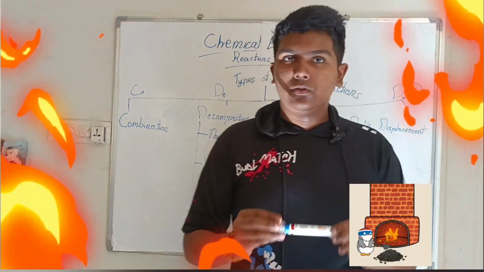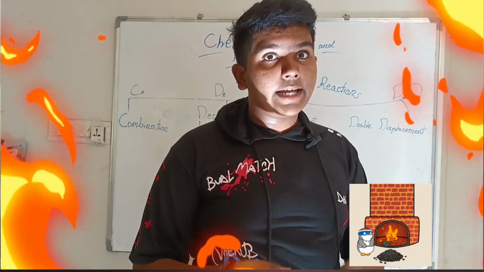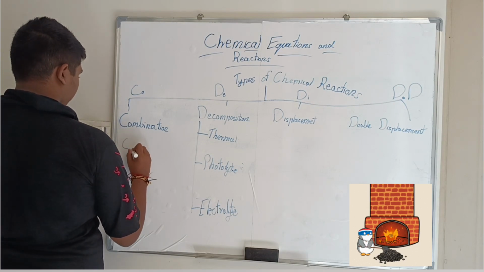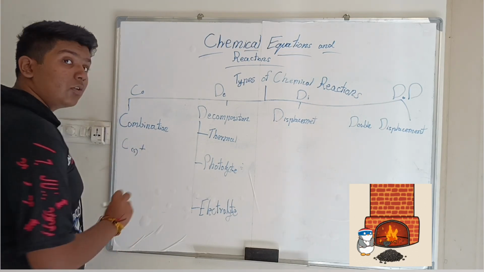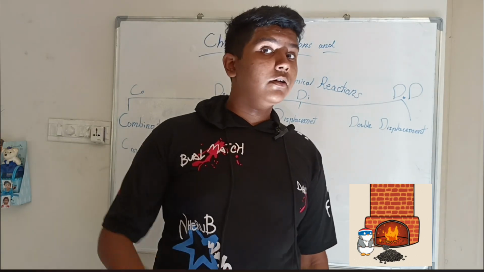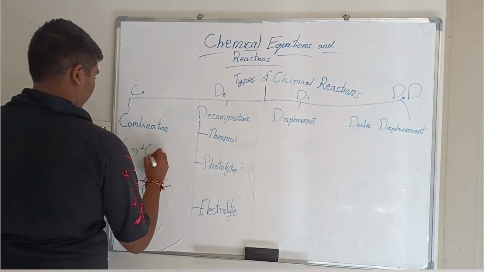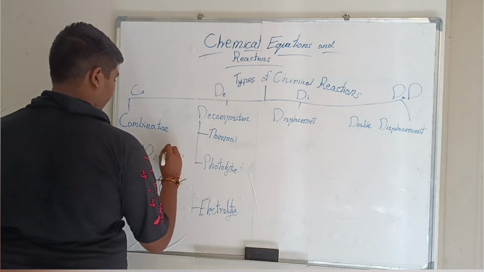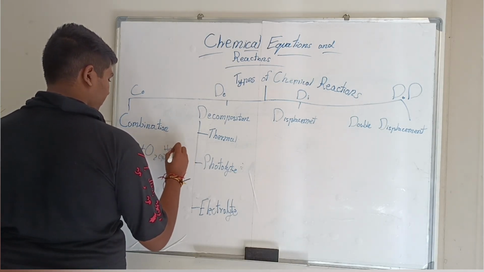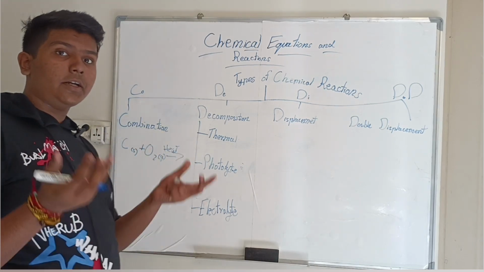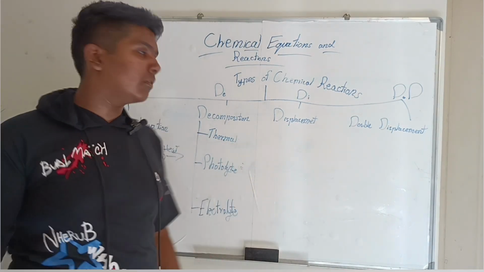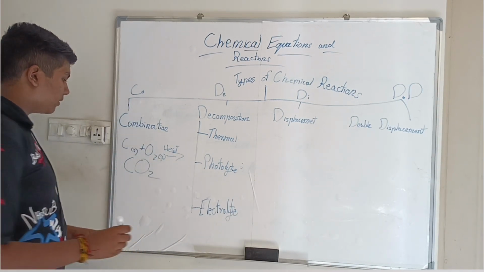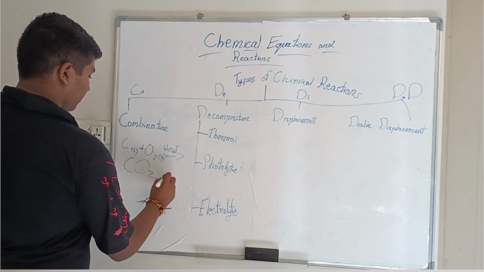So burning of coal. We'll take carbon and it is solid. So C will be solid plus what burns with it? Oxygen, right? So O2, which is gas, plus heat. Plus heat, it's burning. So carbon and oxygen are burning, which gives you carbon dioxide, which is gas.